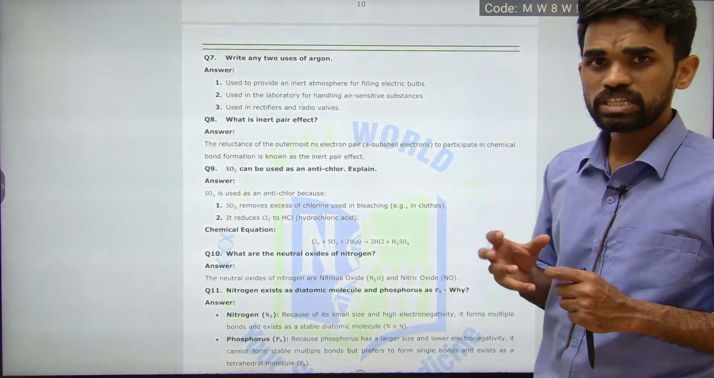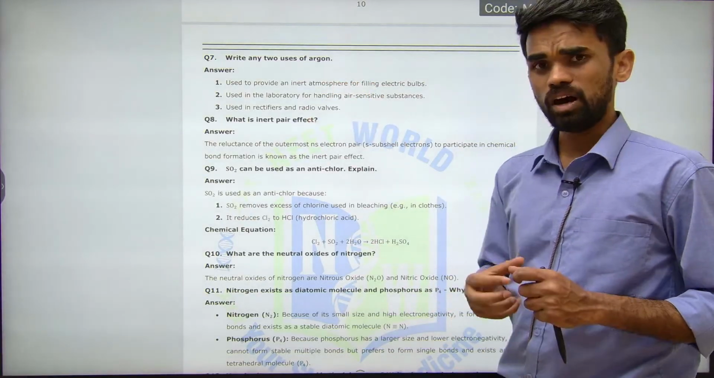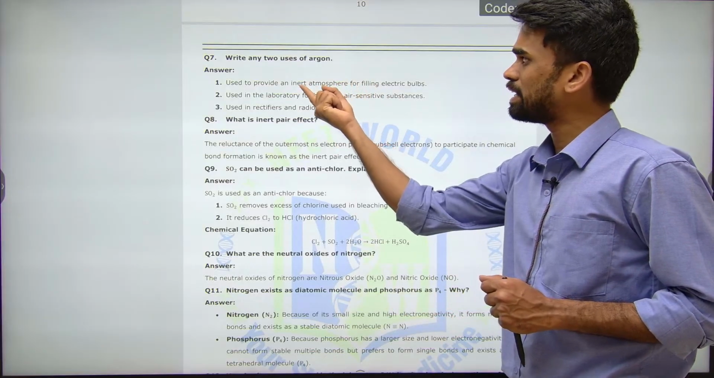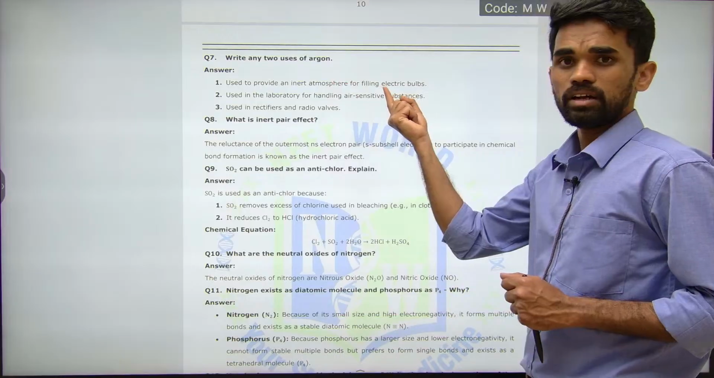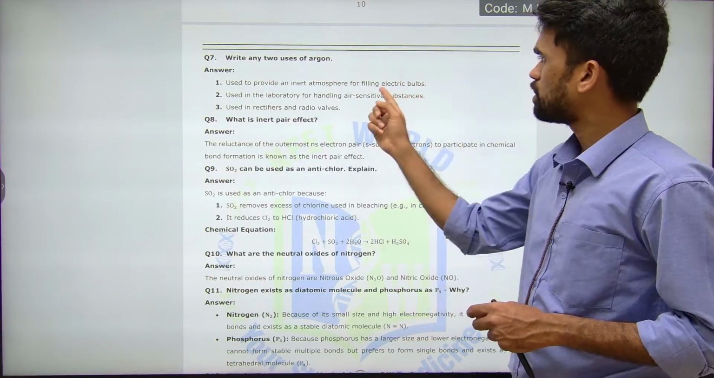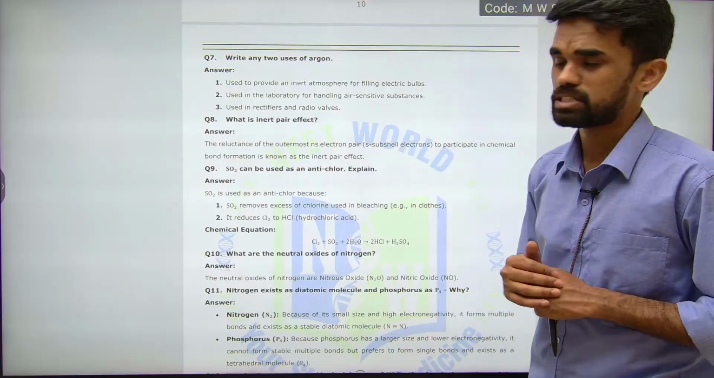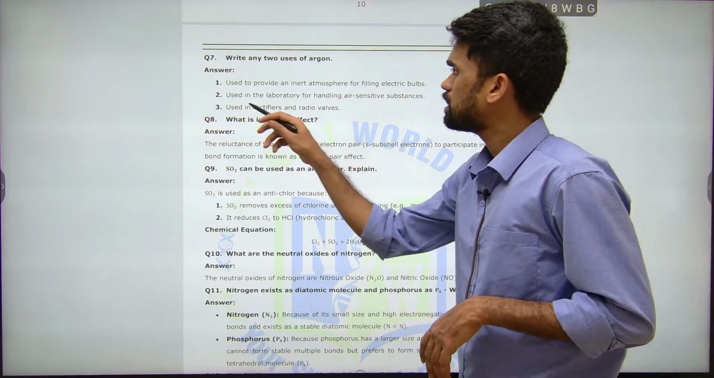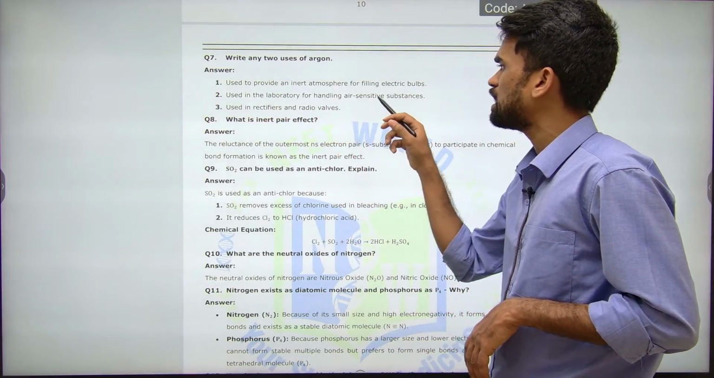So due to this reason, argon gas is used to create an inert atmosphere in the electric bulb, so that it can hold high temperatures also and will not undergo any chemical reactions there. Okay, it is used in the laboratory for handling air sensitive substances.